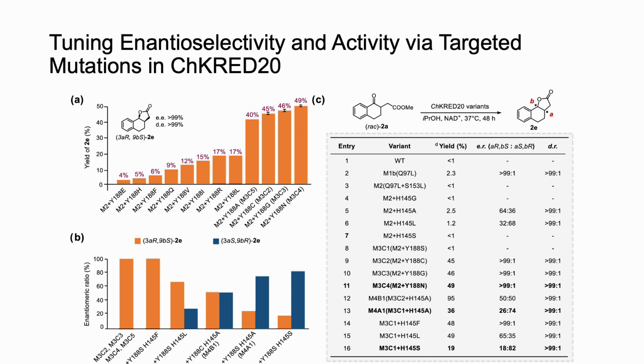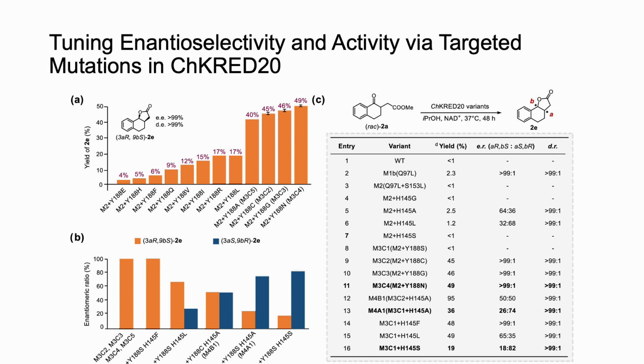And in Figure B, it shows the effect of different mutation combinations on the enantioselectivity of the products. It can be clearly seen that single mutants such as M3C prefer to generate the 3AR9BS configuration, while when the Y188 mutant was combined with the H145 mutation, such as M4A1, the stereochemistry of the products was successfully flipped to the 3AS9BR. So we can realize enantioselectivity control.